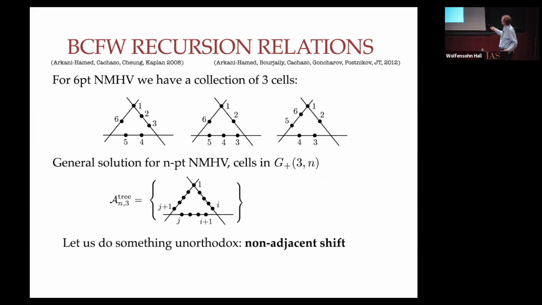For the general solution for n-point MHV amplitudes, cells in G(3,n) correspond to summing the corresponding canonical forms for the cells which look like this. It's a configuration of points on 3 lines when you fix one of the points here in the center, and then you distribute it respecting the canonical ordering. So this is the standard story, known for a very long time, actually predates even the stuff with the on-shell diagrams. So let's now do something unorthodox.